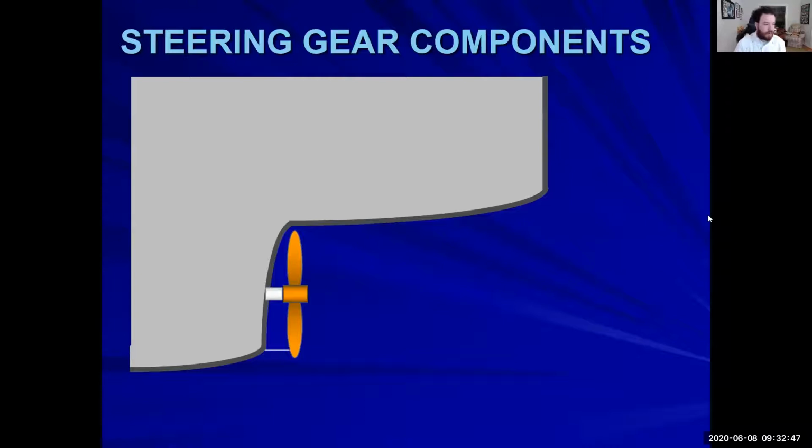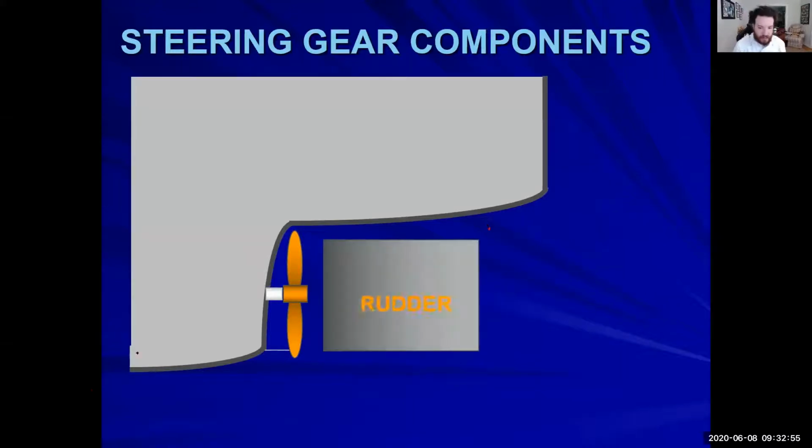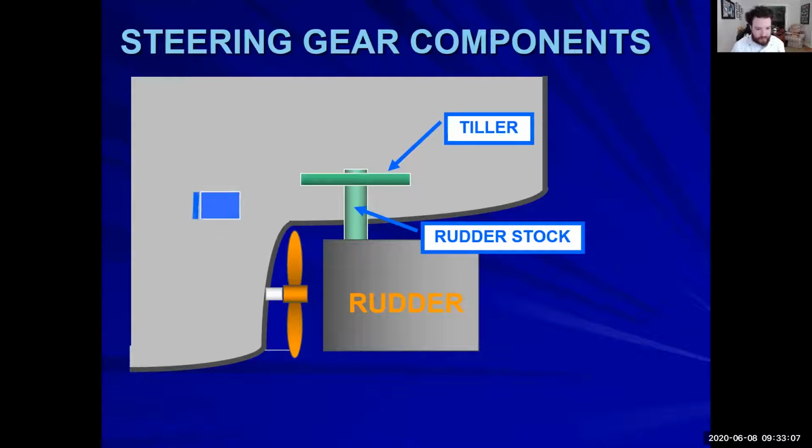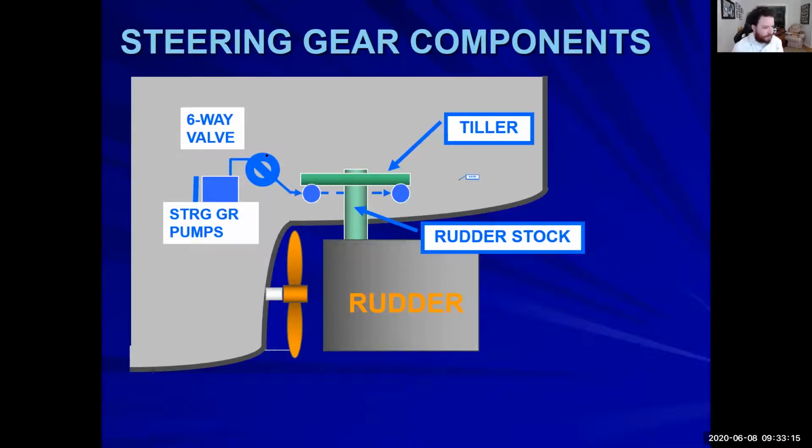All right. So let's talk about steering gear systems. Some component names: we have our rudder. From there, we go up into our rudder stock, and from that to our tiller. Now, we have our steering gear pumps. We have something called the 6-way valve, and we have our rams. Those are the major components of our steering gear system.